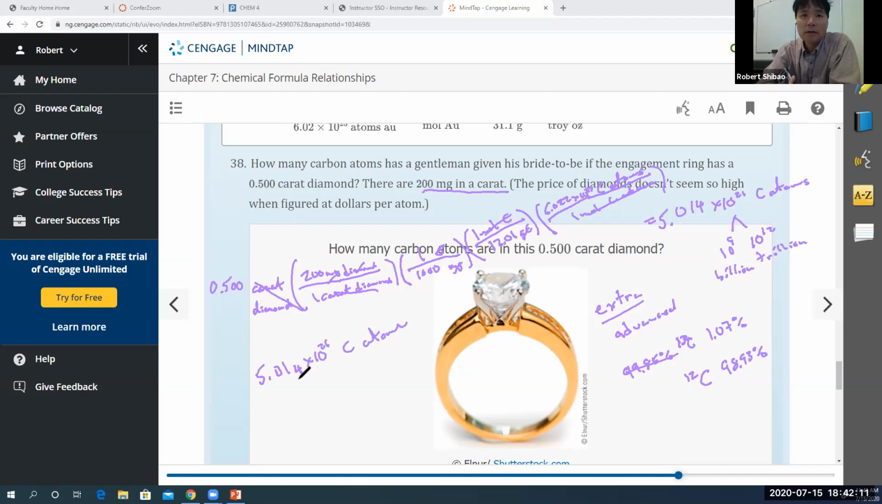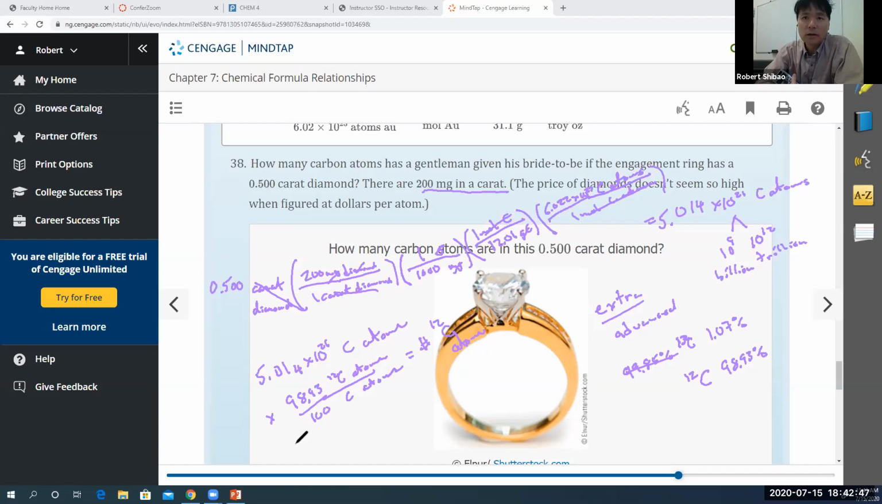Out of all these carbon atoms, we multiply by the percentage. 98.93 out of 100 will be carbon-12. So 98.93 carbon-12 atoms for every 100 carbon atoms. This is going to give us the number of carbon-12 atoms in this diamond, and those weigh exactly 12 AMU by definition.